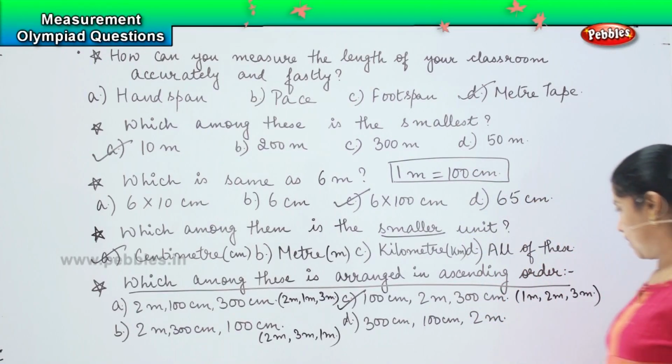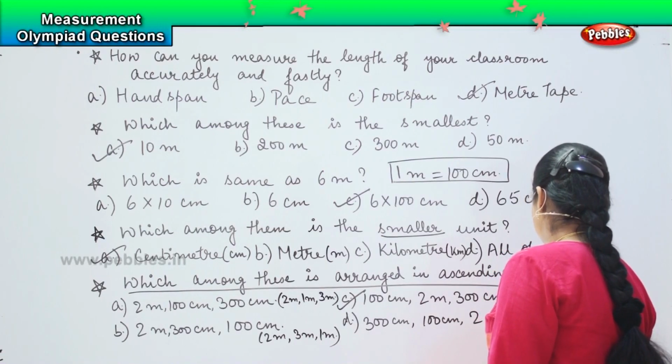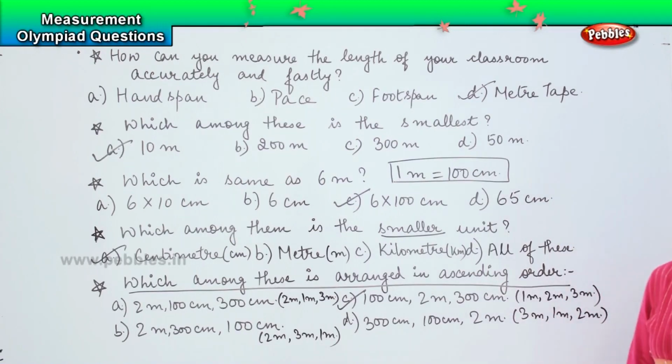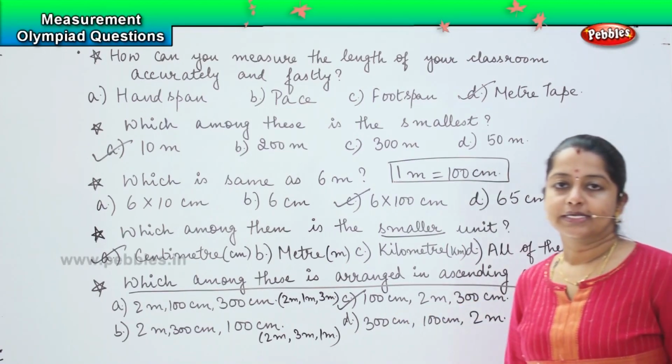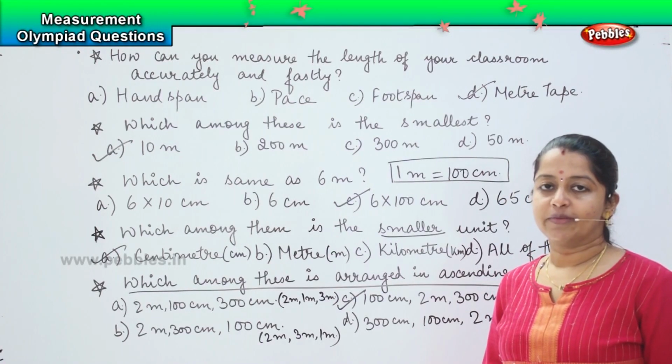We'll check the D as well. It says 3 meter, 1 meter and 2 meter. So this is also not the answer which they are asking. So the right answer will be option C, which is 100 centimeter, 2 meter and 300 centimeter. So are you clear, children? Shall we proceed further?